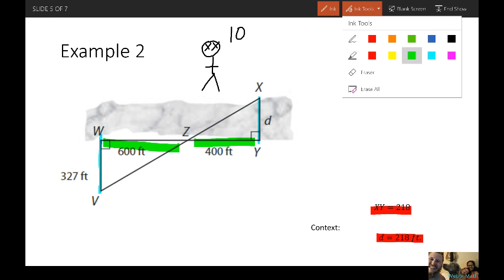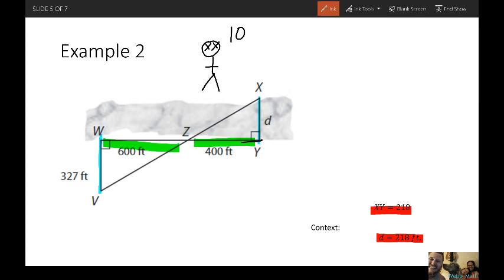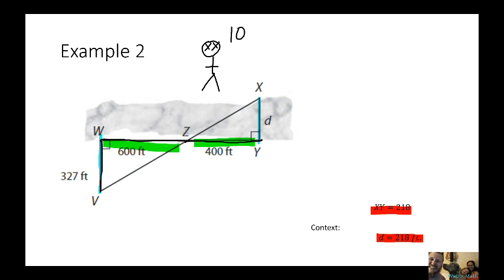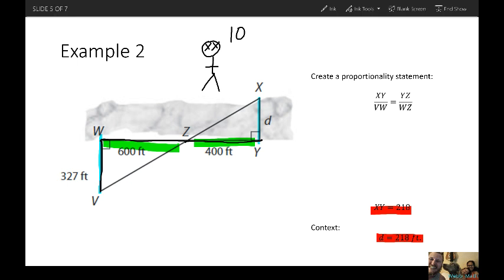So all you had to do in real life is you walked out this way. You were like, okay, that's 400 feet. I'll start my new triangle. 600 feet. Then you walk a perfect 90 degrees, 327 feet. And then now you can use your indirect measurements. Set up your proportionality statements.